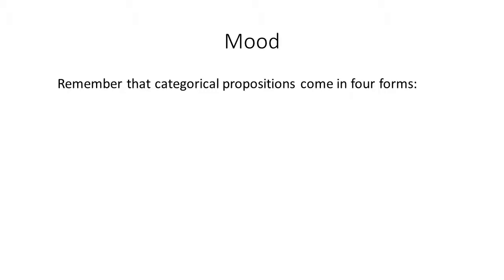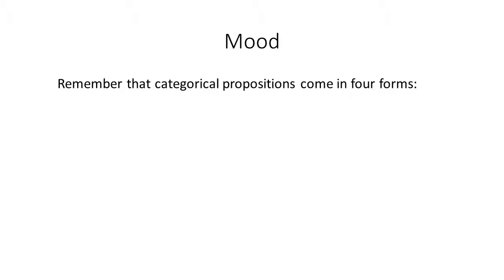So what we're going to do is introduce two notions. The first one is mood, and the second one is figure. We're going to assign to each syllogism a mood and a figure, and once we've done that, we can make generalizations about categorical syllogisms, and about whether or not they're valid or invalid. So let's see how that's going to work.